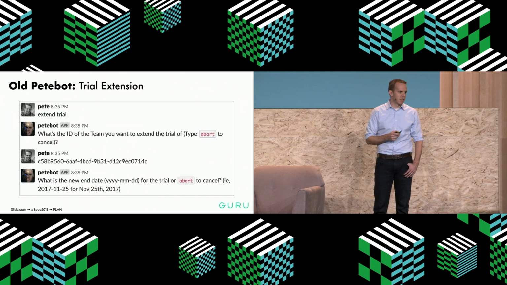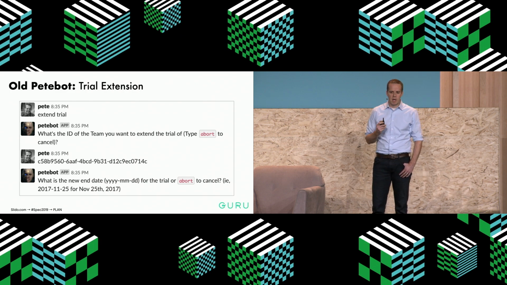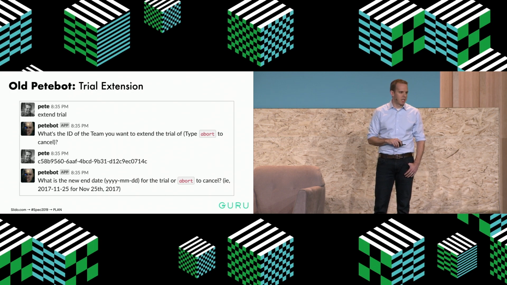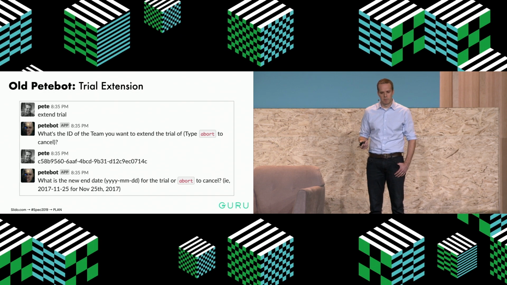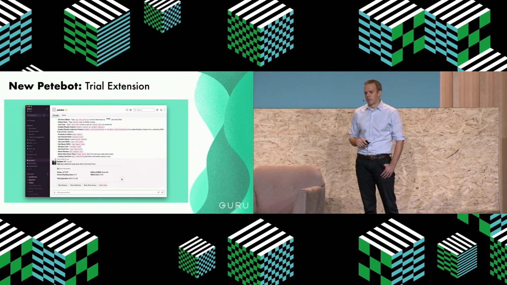Going back to the trial extension workflow that we touched on earlier, in the old PeteBot, you'd initiate the command to extend a trial. The bot would prompt you for a team ID and a new expiration date. If you messed up the team ID or put the expiration date in the wrong format, you had to start all over again. With BlockKit and the new modals functionality, this workflow has become much simpler.